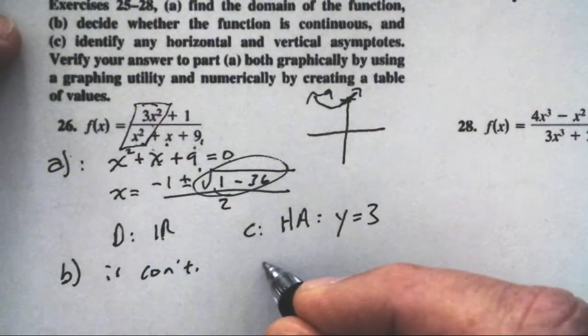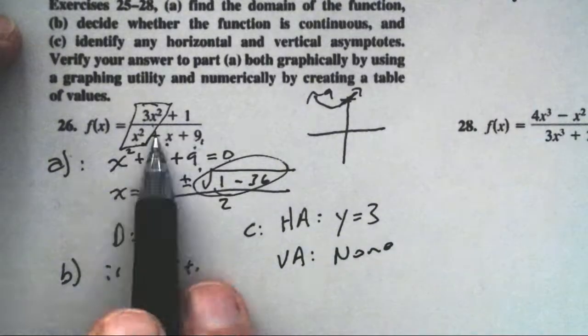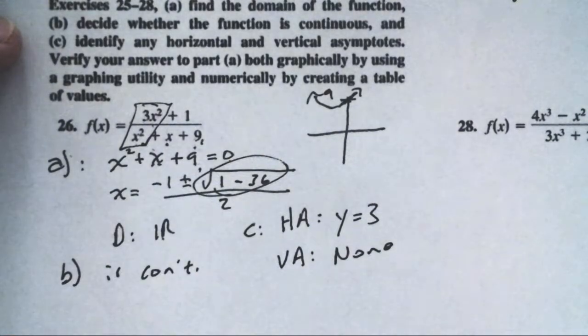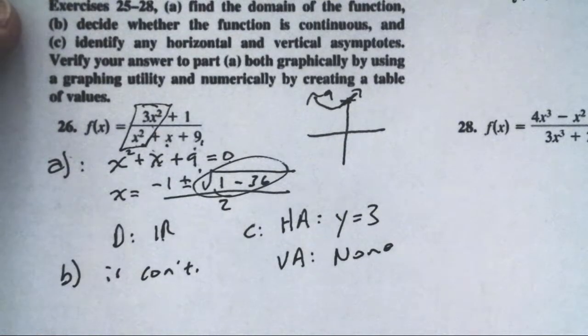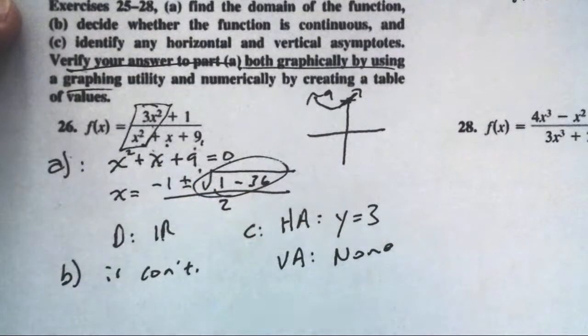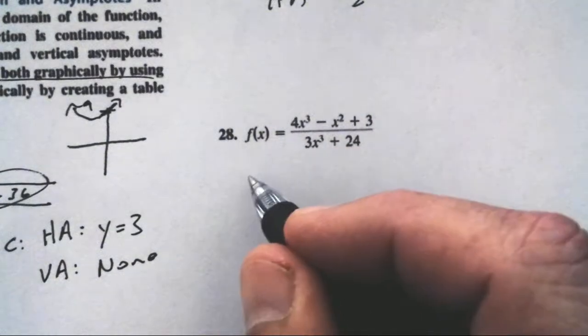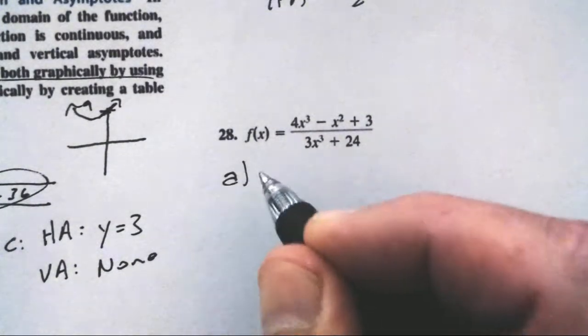Vertical asymptotes, there are none because we can't make the denominator be 0. And I would highly encourage, verify your answers graphically. Let's take a look at 28. So A, find the domain.